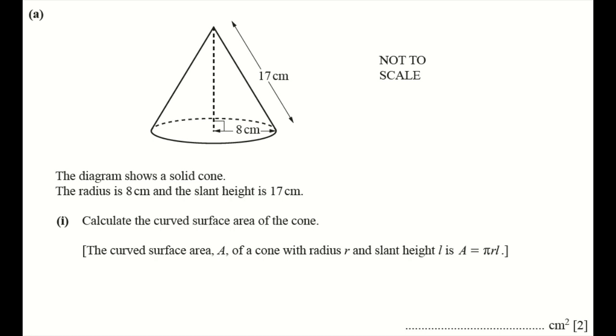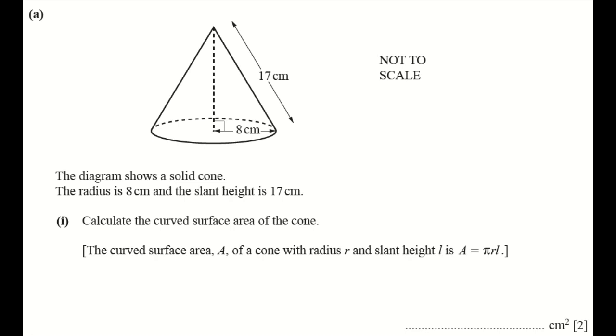Today I'm going to discuss how to solve questions that involve a solid cone, coming from the subject of international mathematics. As you can see here, the diagram shows a solid cone. The radius is 8 centimeters and the slant height is 17 centimeters. Calculate the curved surface area of the cone.